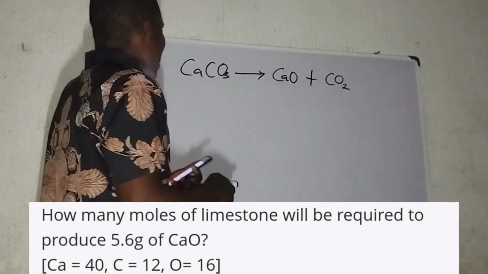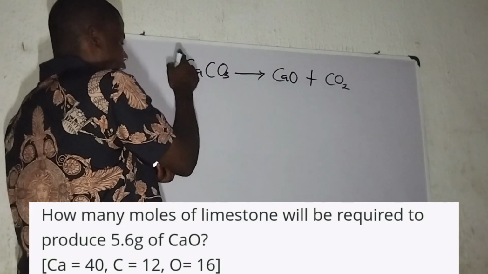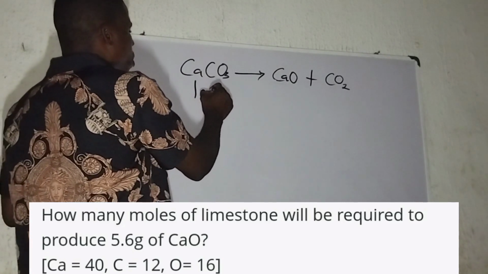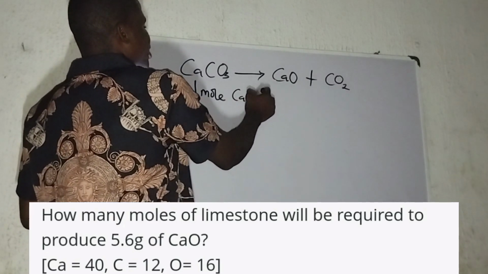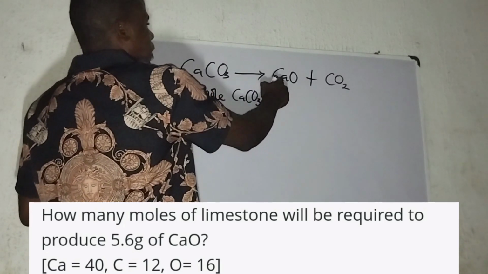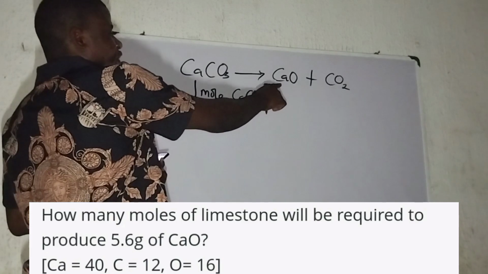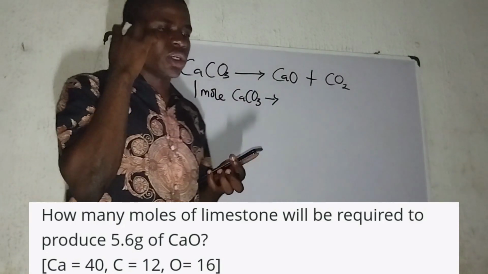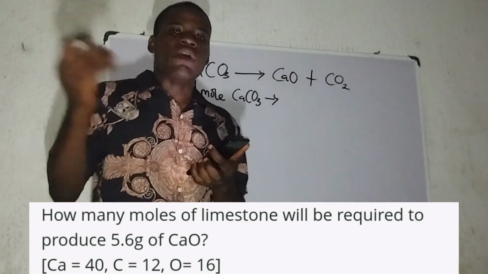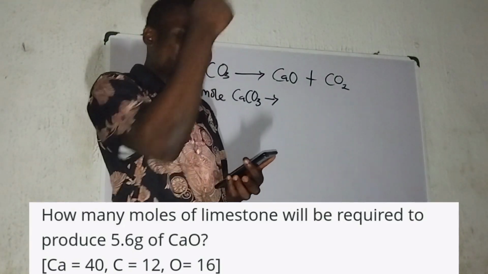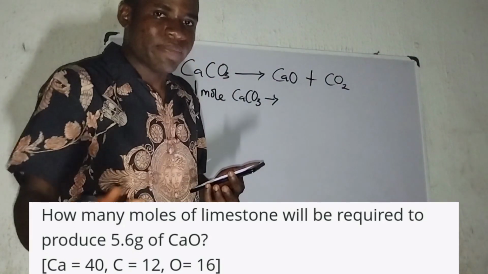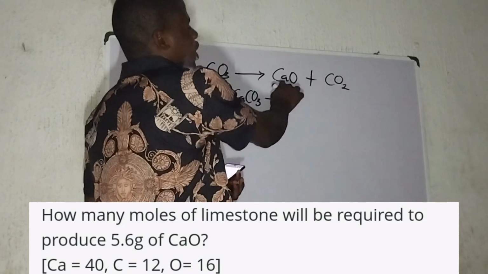Now, listen up. I have that. How many moles of limestone am I having here? I'm having 1 mole of limestone. This is limestone, 1 mole of what? CaCO3 produced. Now, what's the mass of this calcium oxide? If you listen to the question, they want you to give the number of moles of limestone that will be required to produce a certain mass of calcium oxide. So I will not consider 1 mole of calcium oxide.